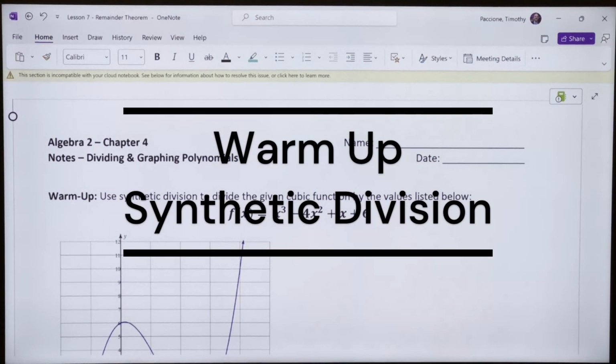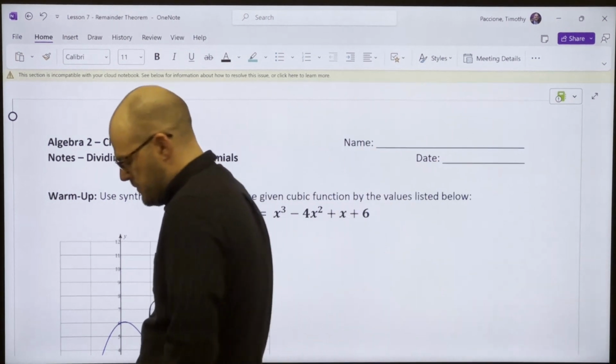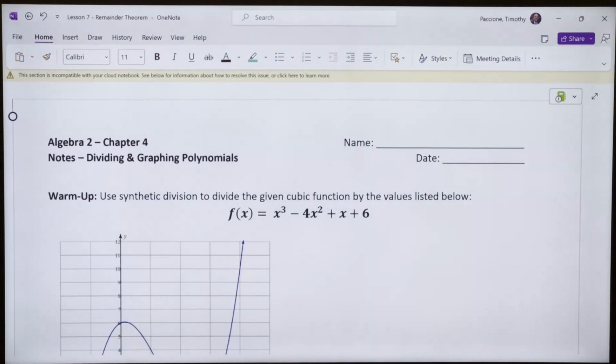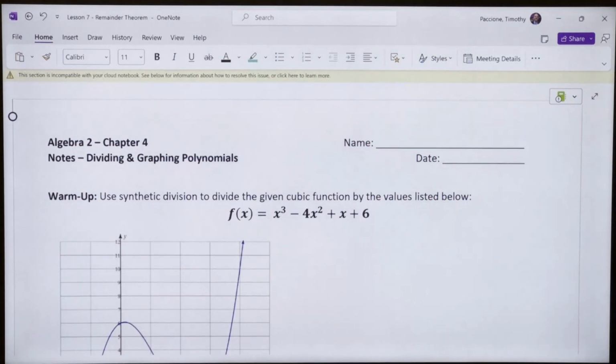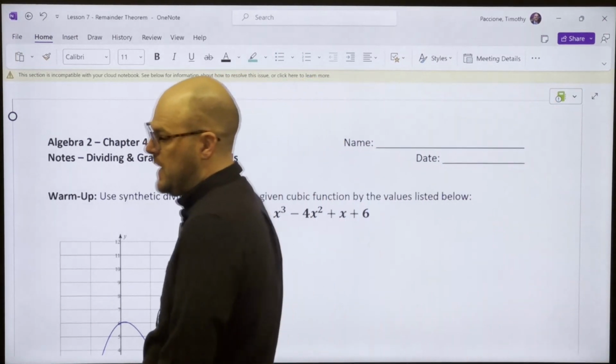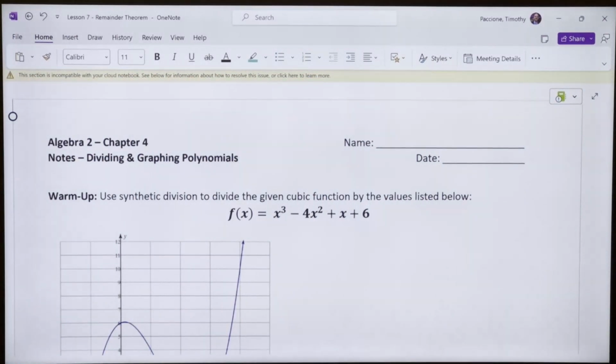All right, so one of the very last things that we did before the break and the final and everything was synthetic division. So we're going to talk about synthetic division more today. And another thing that synthetic division provides us, beyond just the ability to help us divide really quickly without long division.